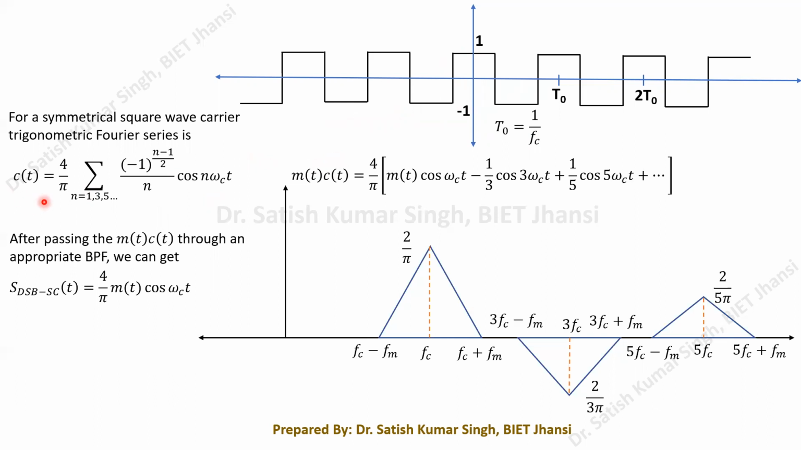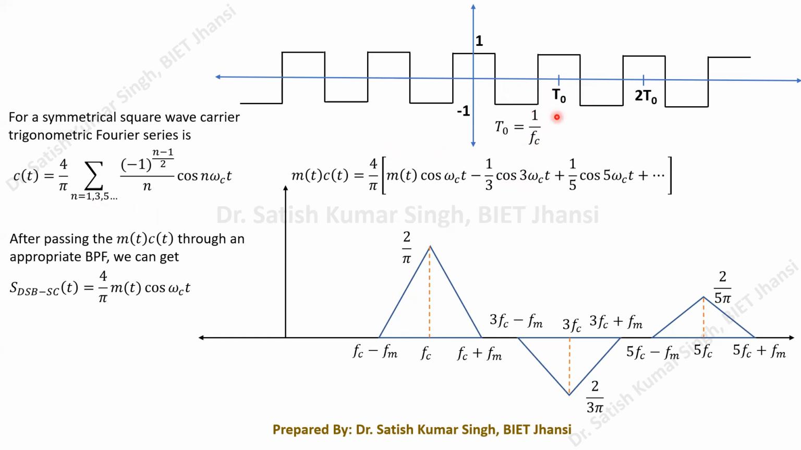So we have c(t), and the trigonometric Fourier series takes this equation, which you will find anywhere in the books. This is our Fourier series representation of the square wave, equal to 4 by pi summation over n equals 1, 3, 5, so all the odd harmonics will exist. Let us say the frequency of this square wave is fc. That fc is the fundamental frequency.